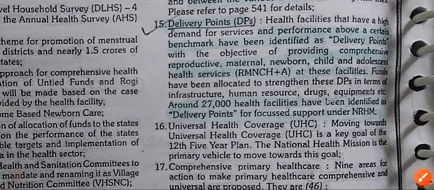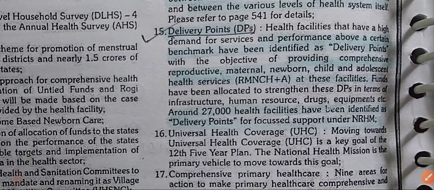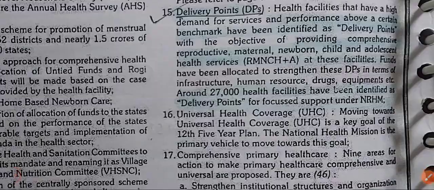Then comes the delivery points. These delivery points are high performing health facilities, a benchmark, and are specifically funded to provide comprehensive RMNCH+A services. Around 27,000 health facilities have been identified as delivery points for focused support under the NRHM.